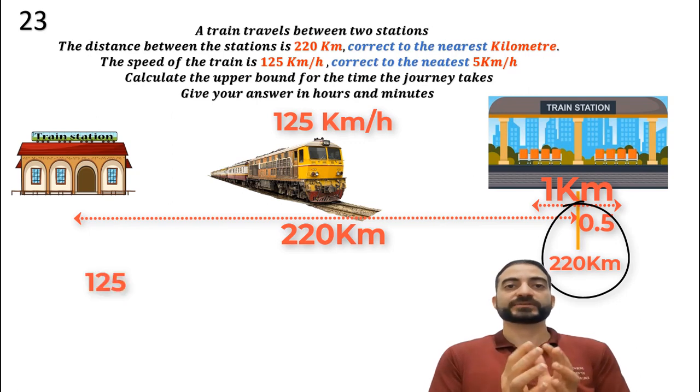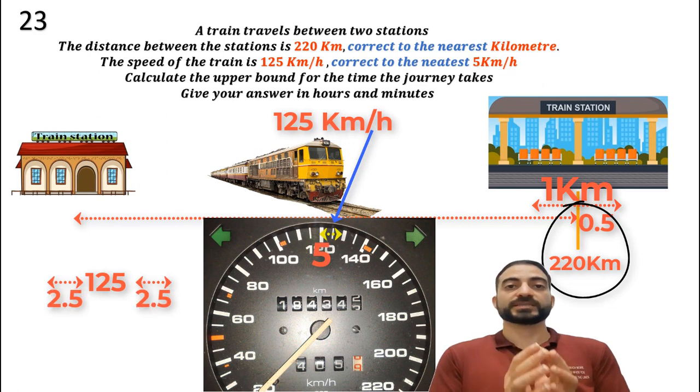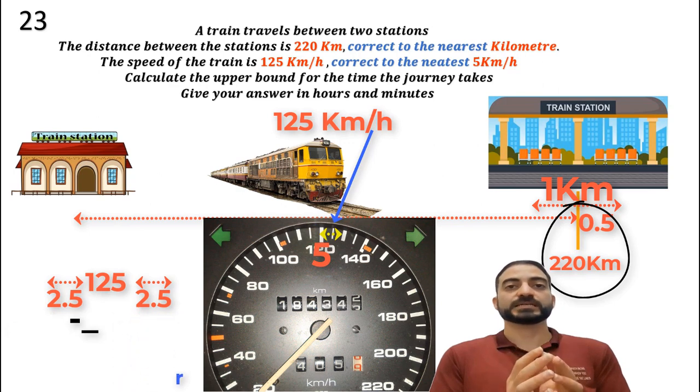And also for speed, when it is stated that the speed of the train is correct to the nearest 5 km per hour, it means that the actual speed may be slightly more or less than 125 km per hour. But it is reported as 125 km per hour for simplicity and ease of communication. But we want to calculate the upper bound for the time the journey takes. So we take the smallest speed, which is 125 minus 2.5.